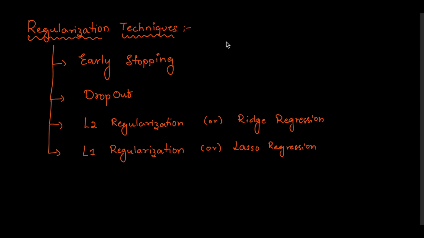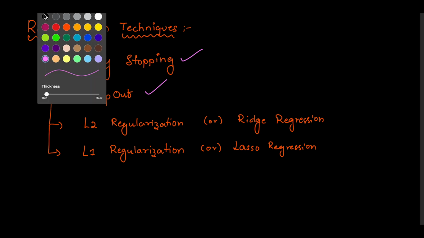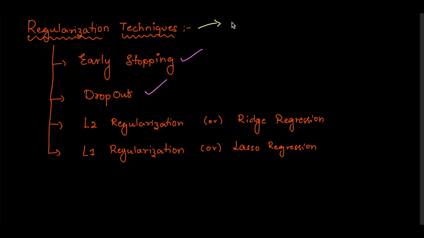In the last video, we discussed early stopping and dropout regularization techniques. And what are these regularization techniques? Basically, regularization techniques are the techniques which are used to prevent overfitting. In order to prevent overfitting, in case of early stopping, what we are doing? We are just reducing the number of epochs. Because of this, we are able to not overfit.